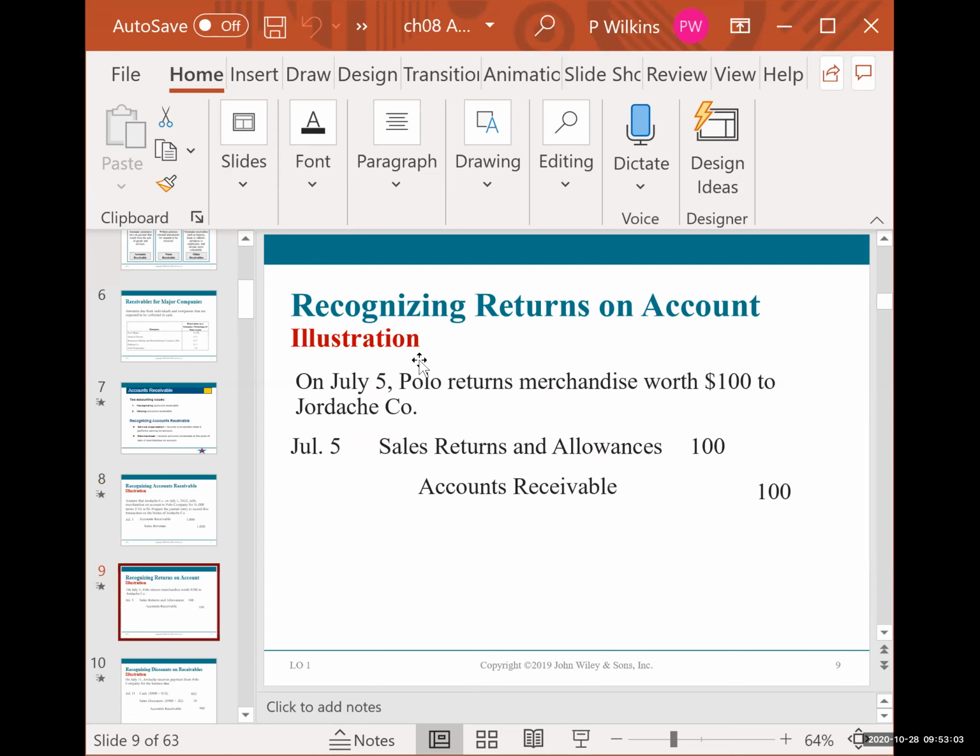All right. Recognizing returns on account. You've already done this as well. Remember, if you're the seller, on July 5th, Polo returns merchandise worth $100 to Jordache Company. So they're going to debit sales returns and allowances $100, and they're going to credit accounts receivable. If it's a return of merchandise, we actually would be putting it into inventory. But for this chapter, we are omitting that part of the entry. We are not doing the cost of goods sold part for any merchandising in this chapter.